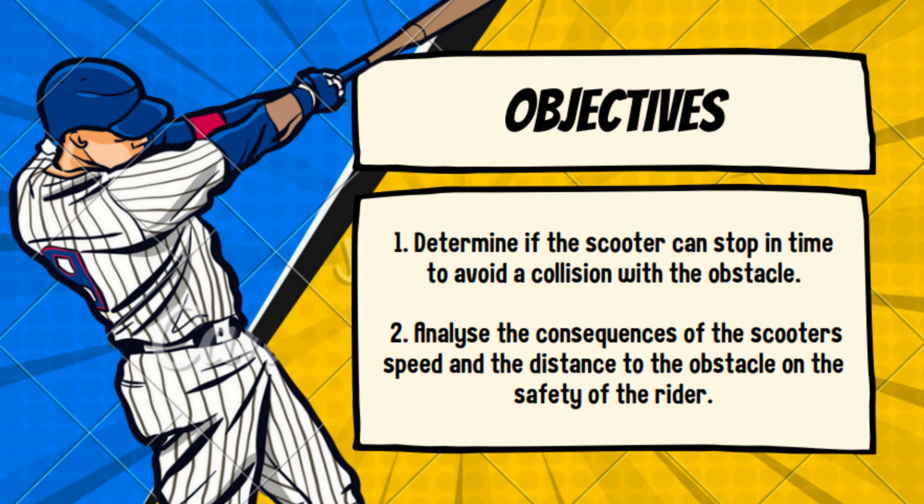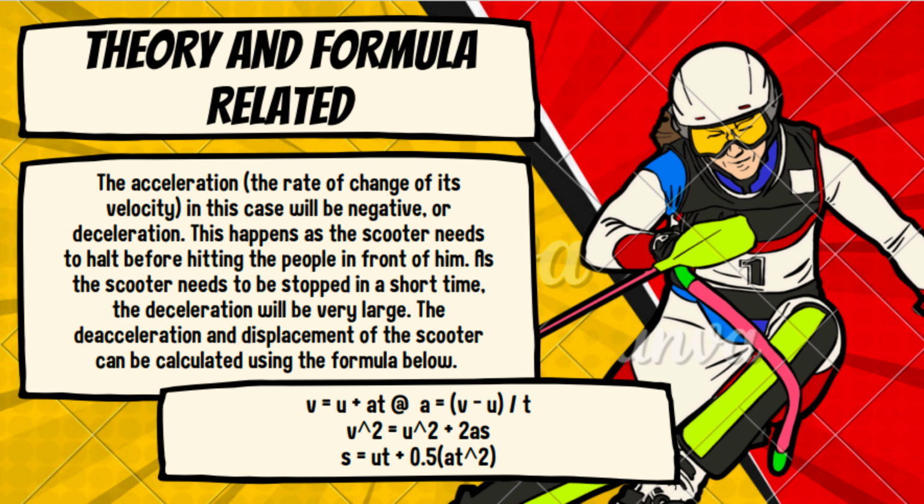Objectives. Number 1. Determine if the scooter can stop in time to avoid a collision with the obstacle. Number 2. Analyze the consequences of the scooter speed and the distance to the obstacle on the safety of the rider.